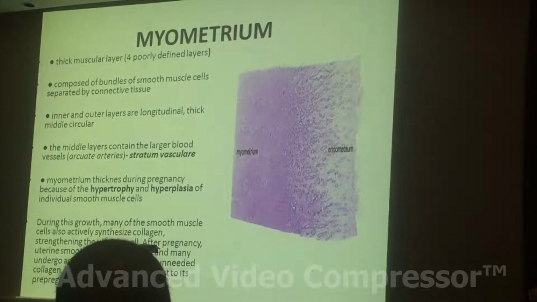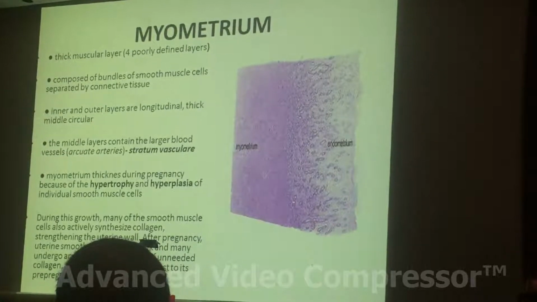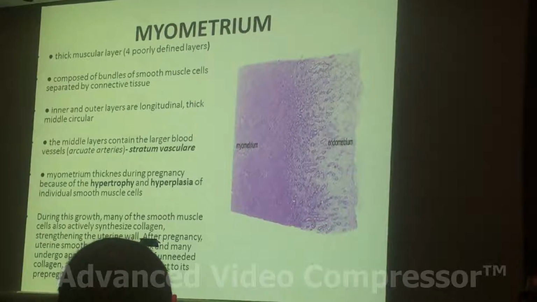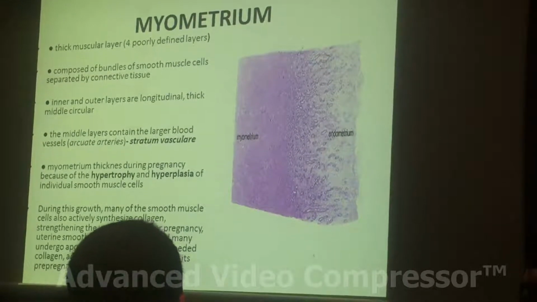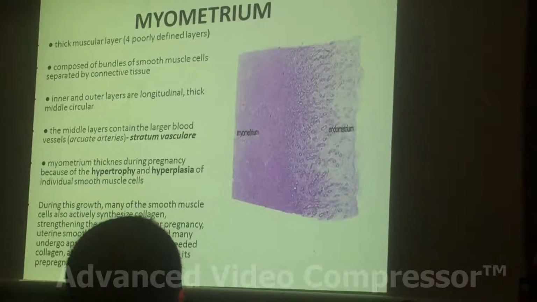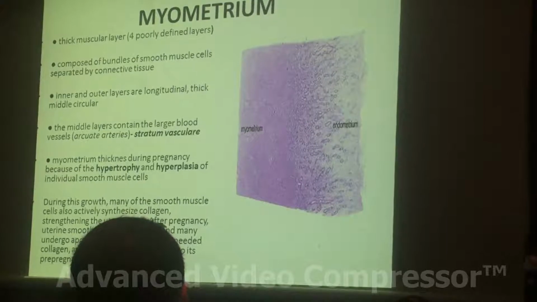For the myometrium, how many layers did we say? Four, right? With the smooth muscles. As usual, I think you already know that smooth muscles actually have the ability to secrete extracellular matrix, right? Collagen or ground substance, just like the fibroblast. Remember, smooth muscle can function like a fibroblast. It can secrete extracellular matrix, proteoglycans or collagen. Why did I mention that?